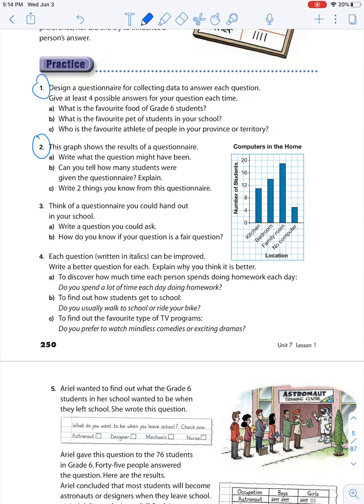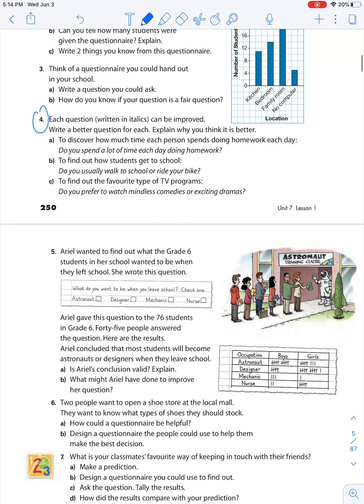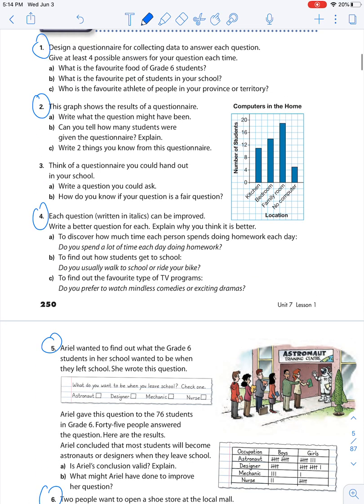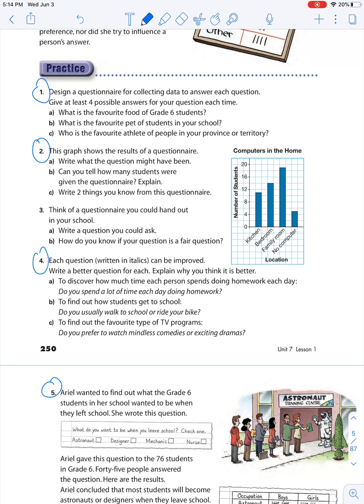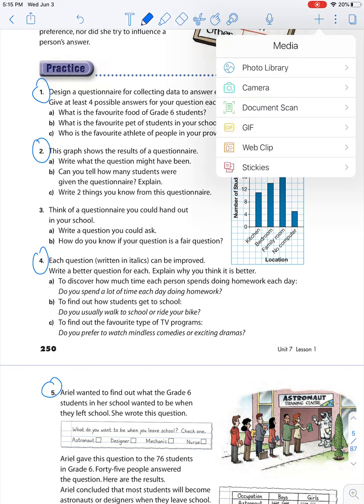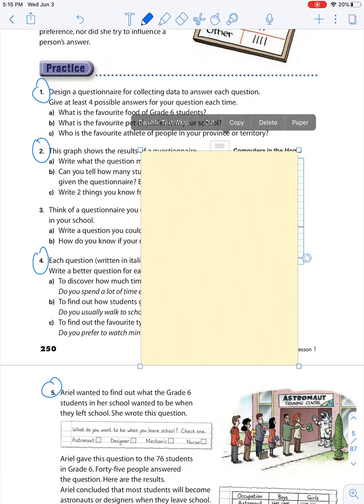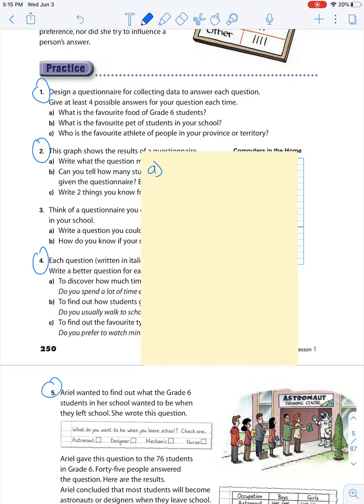First, to review questions 1, 2, and then 4, 5 and 6. Okay, here we go. Design a questionnaire for collecting data to answer each of the questions. Give 4 possible answers. Okay, sounds good.